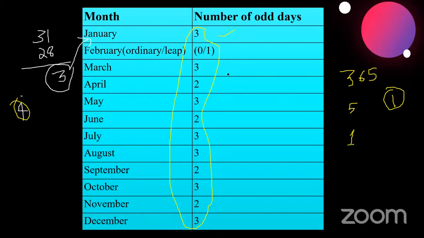3, 4, 5, 6, 7, 8, 9, 10, 11, 12, 13, 14, 15, 16, 17. 29 or 30, ma'am. 29 or 30? 30, ma'am.